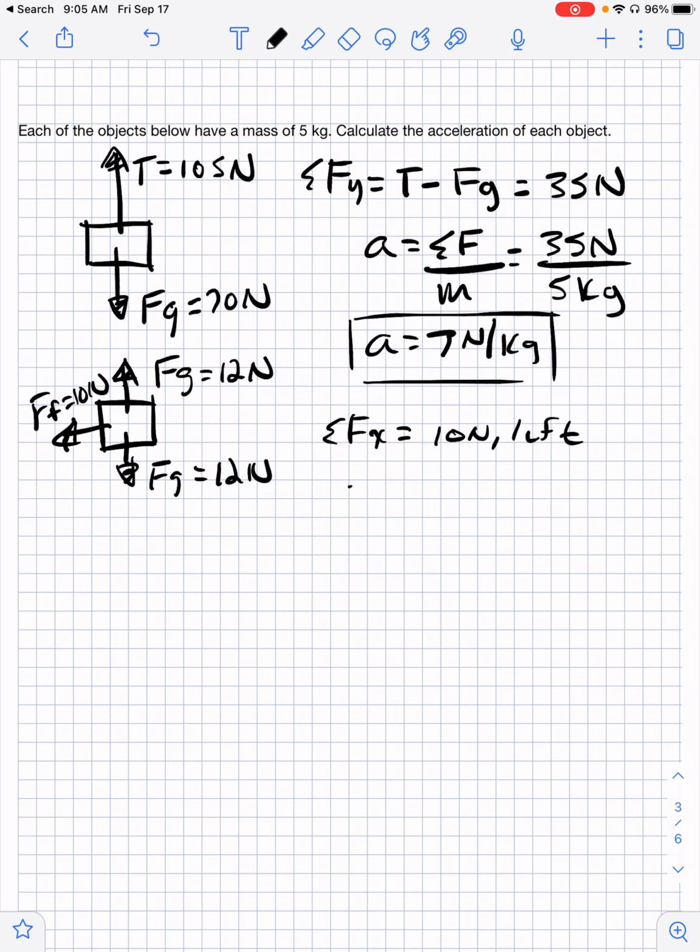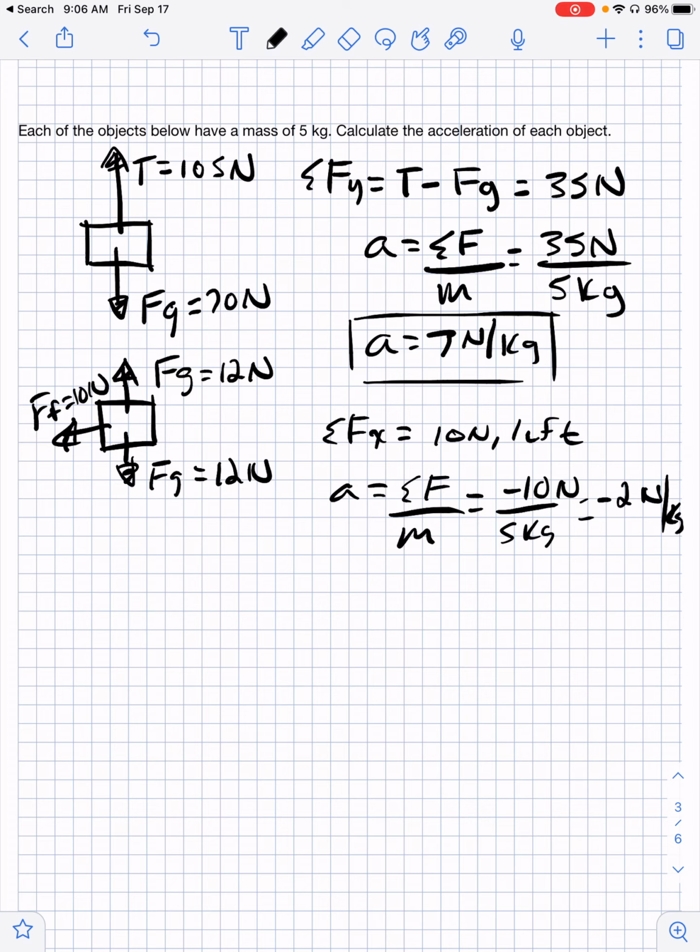So my acceleration for this one is, again, the net force divided by the mass. When you plug in your net force here, I'm going to put negative 10 because it was to the left, divided by the mass, which is 5 kilograms. So you end up with negative 2 newtons per kilogram.